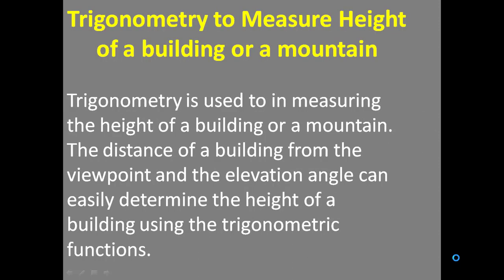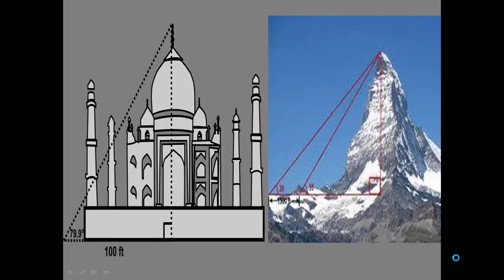One of them is using trigonometry to measure the height of a building or a mountain. It is used in measuring the height of a building. The distance of the building from the viewpoint and the elevation angle can easily determine the height of a building using the trigonometric functions. These are the examples to understand how trigonometry is used in finding the heights.